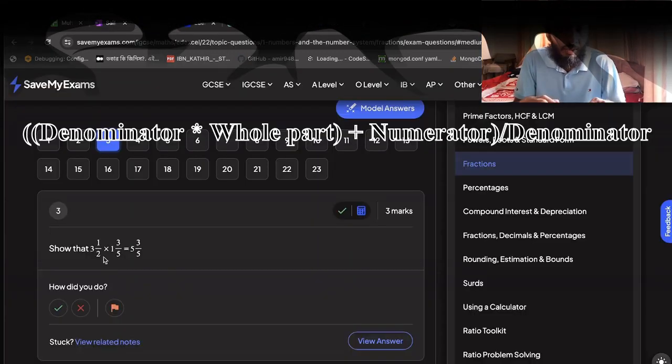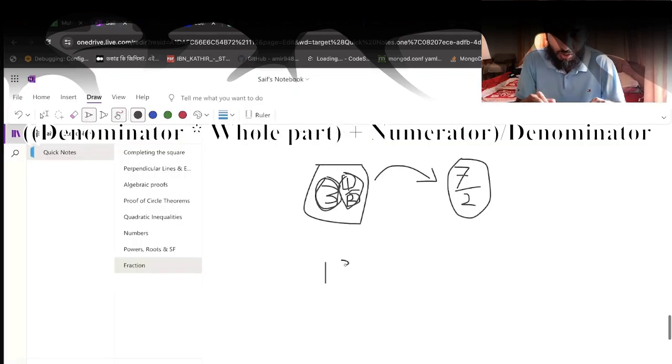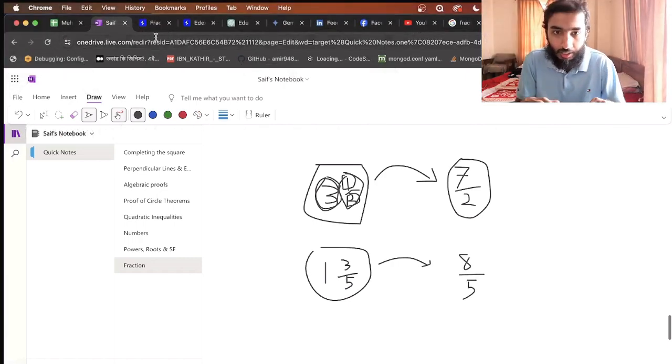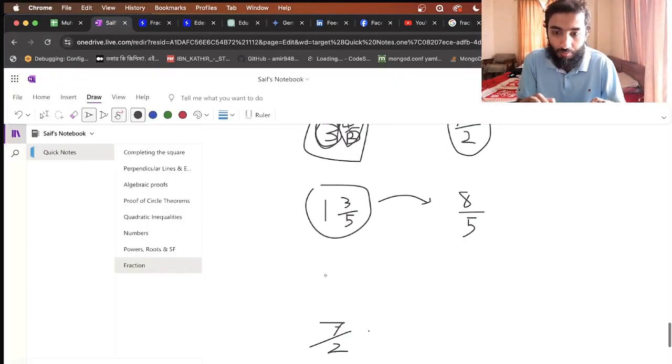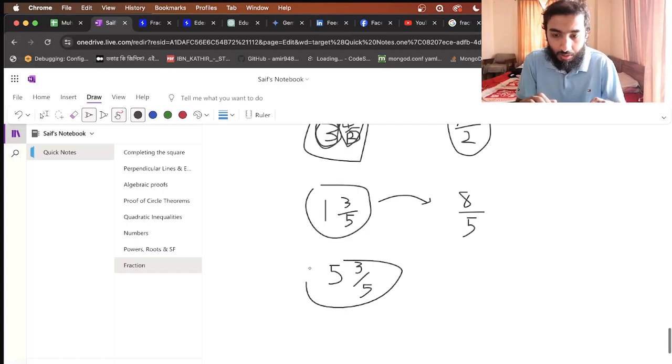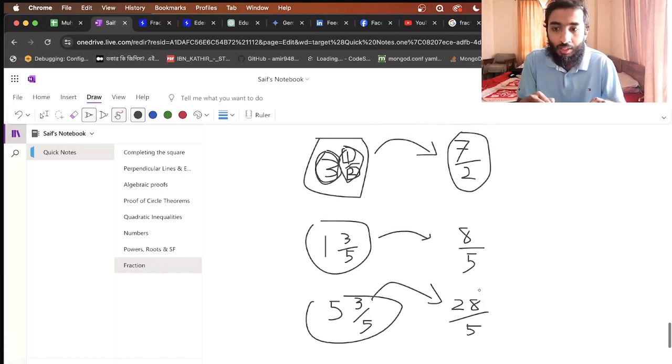If I do the same with 1 3 by 5 and quickly transform this into the original form, we get 5 multiplied by 1 plus 3, which is 8 by 5. And I do the same with the right hand side, 5 3 by 5. This can be transformed into 5 multiplied by 5 plus 3, which is 25 plus 3, which is 28 by 5. Right. So now we have the original numbers.